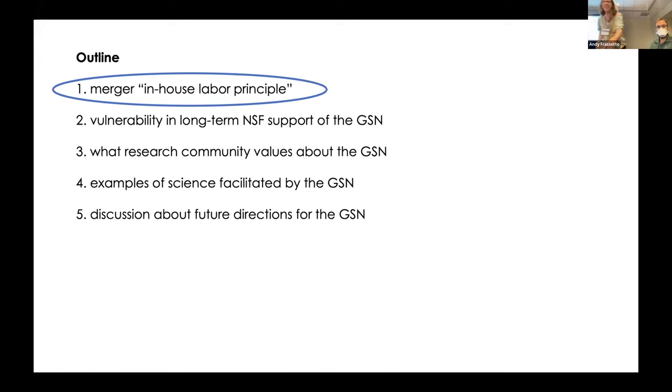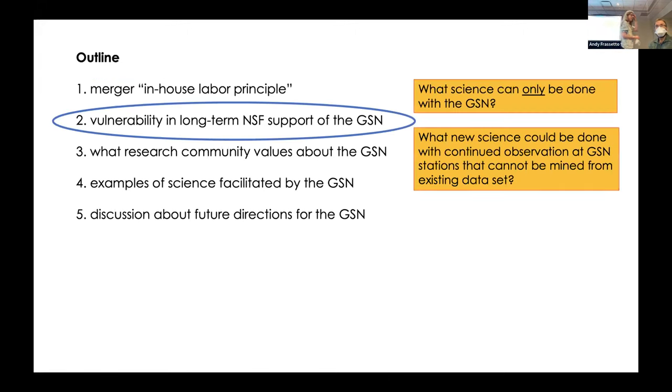All right, the second issue that I want to bring your attention to is that NSF's long-term support of the GSN is not a sure thing. NSF is focused on new and innovative research, and the GSN facilitates all sorts of new and innovative research. But as a community, we need to be doing a better job making that case.